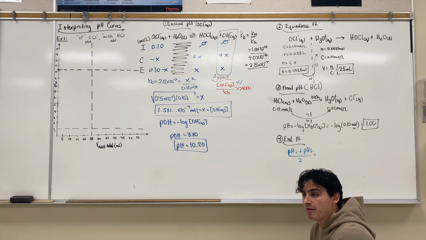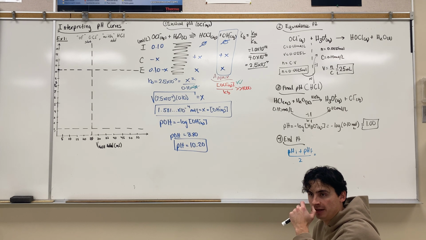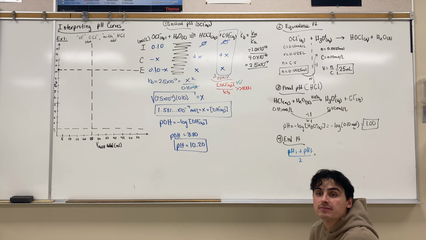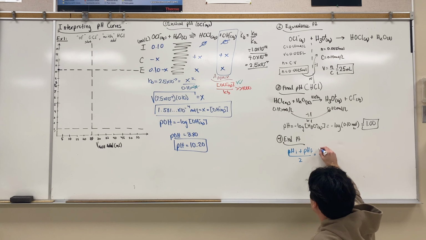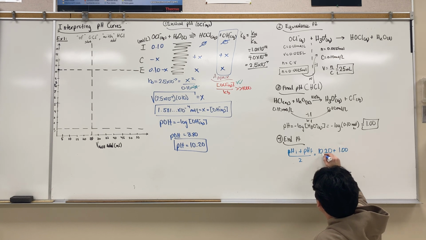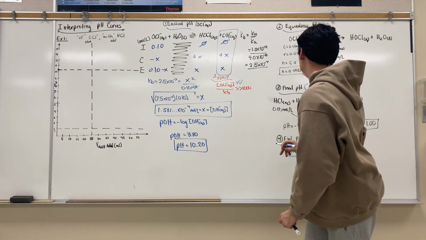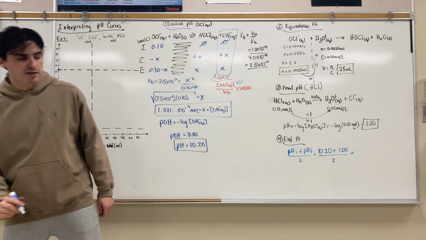So we have right now a weak acid, and we're adding a strong base. Hands up if you think it's going to be above 7. Put your hand down. Exactly, it's going to be below 7. So 10.2 plus 1 divided by 2. It's going to be 11.2 divided by 2, which is going to give us 5.6.